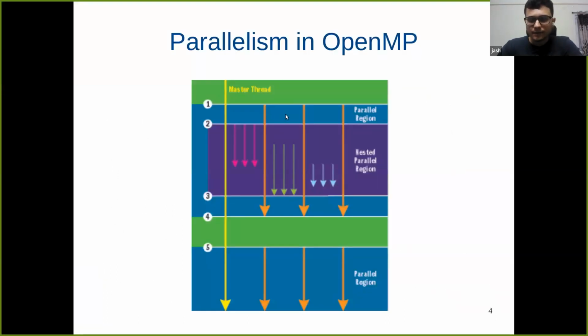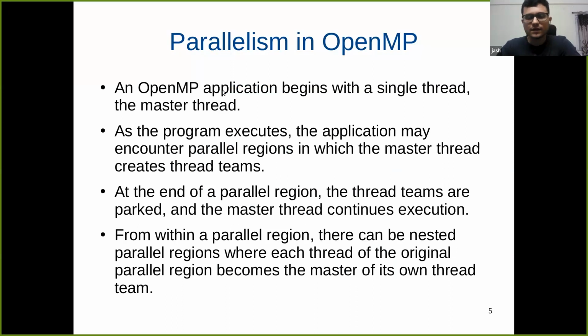Okay, so this is how parallelism in OpenMP works. As I explained, an OpenMP application begins with a single thread, which is the master thread. When we encounter the parallel region, the master thread will create a team of threads, and at the end of the parallel region, these threads will be parked, and the master thread will continue its execution. Within the parallel region, we can have a nested parallel region in which each thread will become the master of its own team, and will continue the execution in the nested region as well.